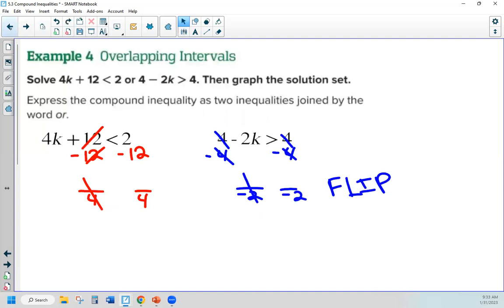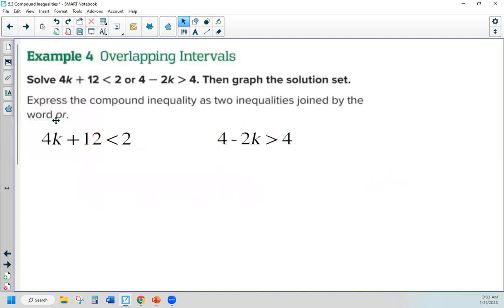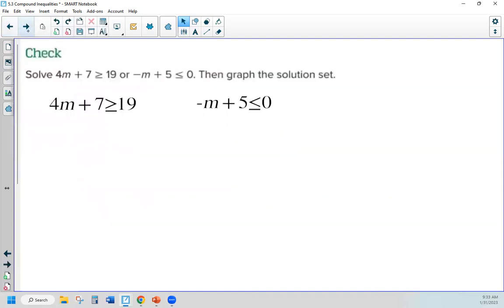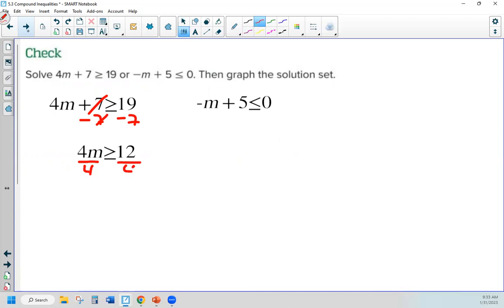What did I do over here? All right. Check problem. Pause it and try it as much as you can. But here, we will take 7 to the other side by subtraction. That will leave us with 12 after we cancel that out. Here, we would divide by 4, leaving us with 3, right? That's going to cancel out.